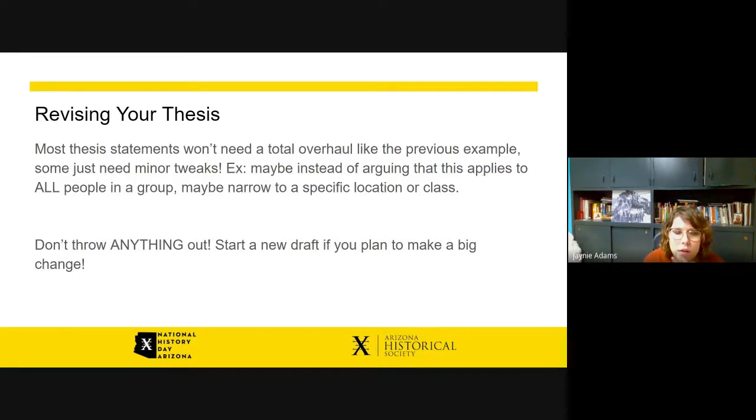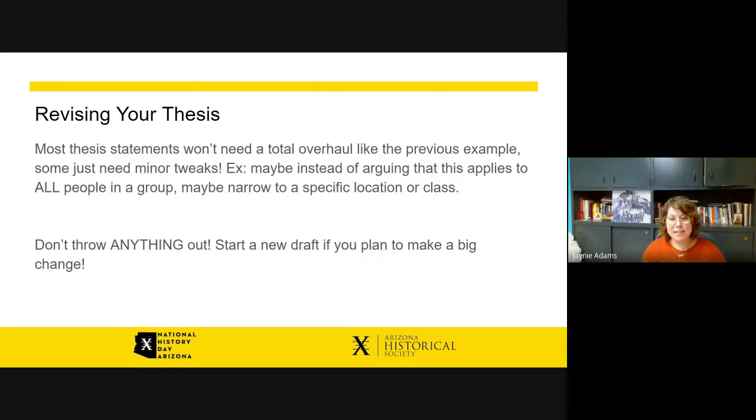So most thesis statements won't need a total overhaul like the previous example. I totally changed gears. Some will just need minor tweaks. A really good example of something like that is maybe you're finding that instead of saying women as this kind of monolithic group, maybe you want to say Southern women. Maybe you want to say educated women. Maybe you want to say married women, right? So sometimes it's about making little tweaks to narrow your topic down and become more and more specific.